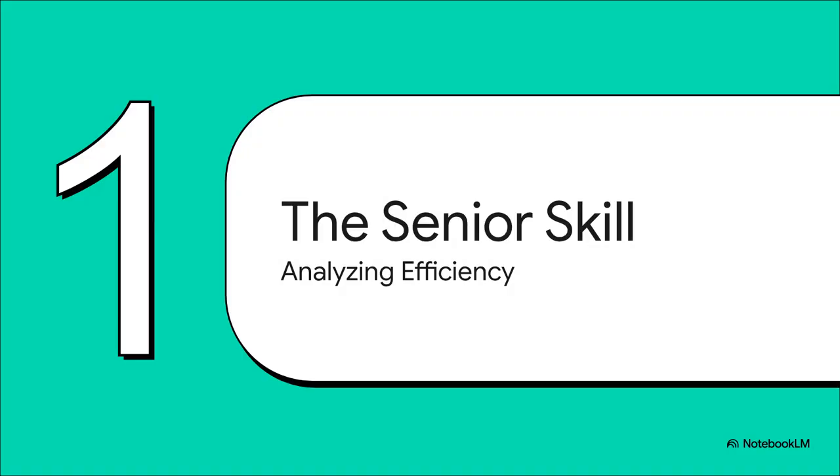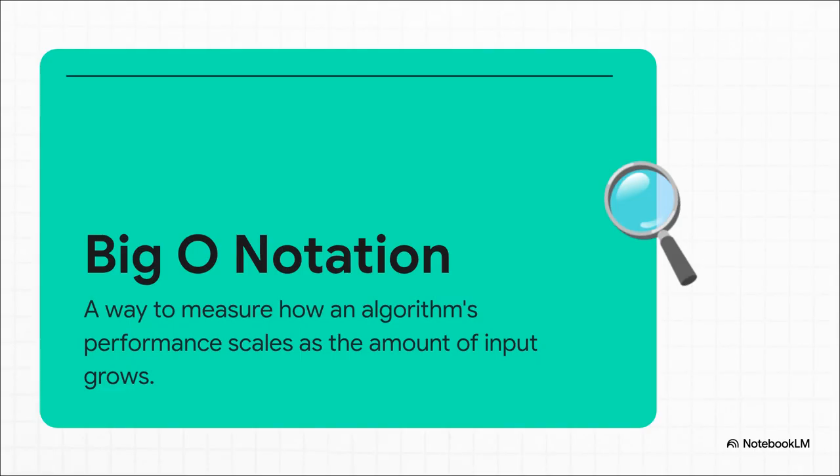Right, this is the real senior developer skill we're talking about. It's like having a superpower. You can look at code and just know how it's going to behave under pressure without even having to run it. And that superpower? It's all about understanding Big O notation.